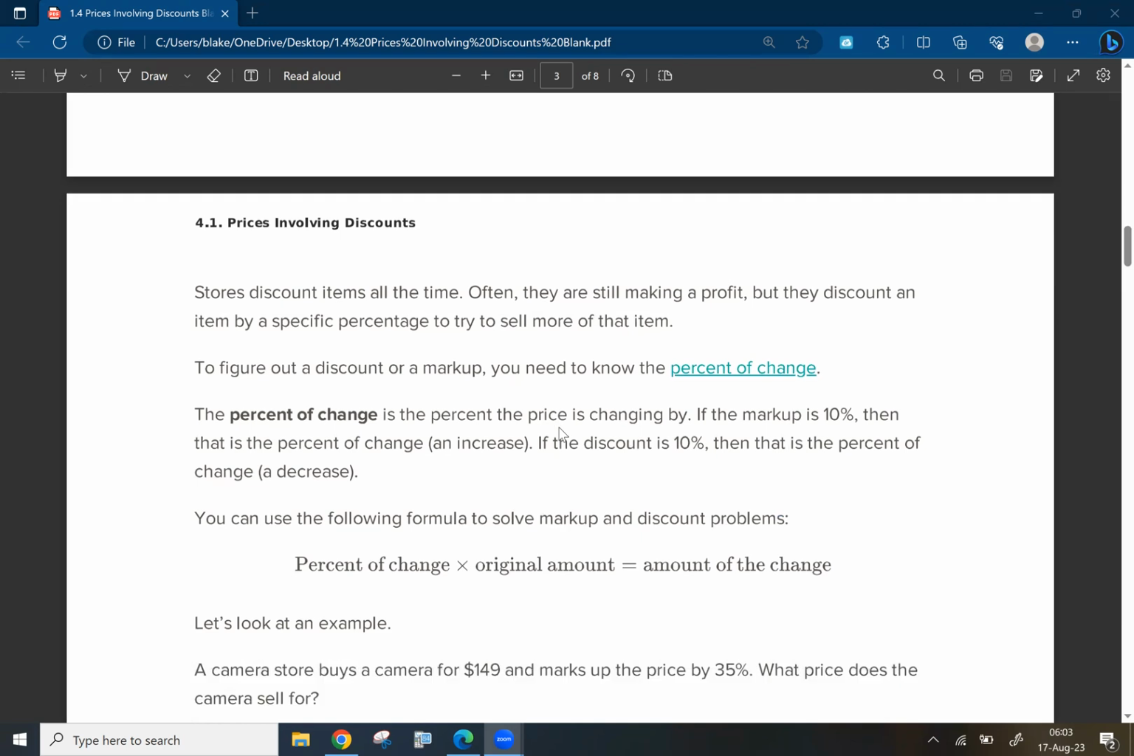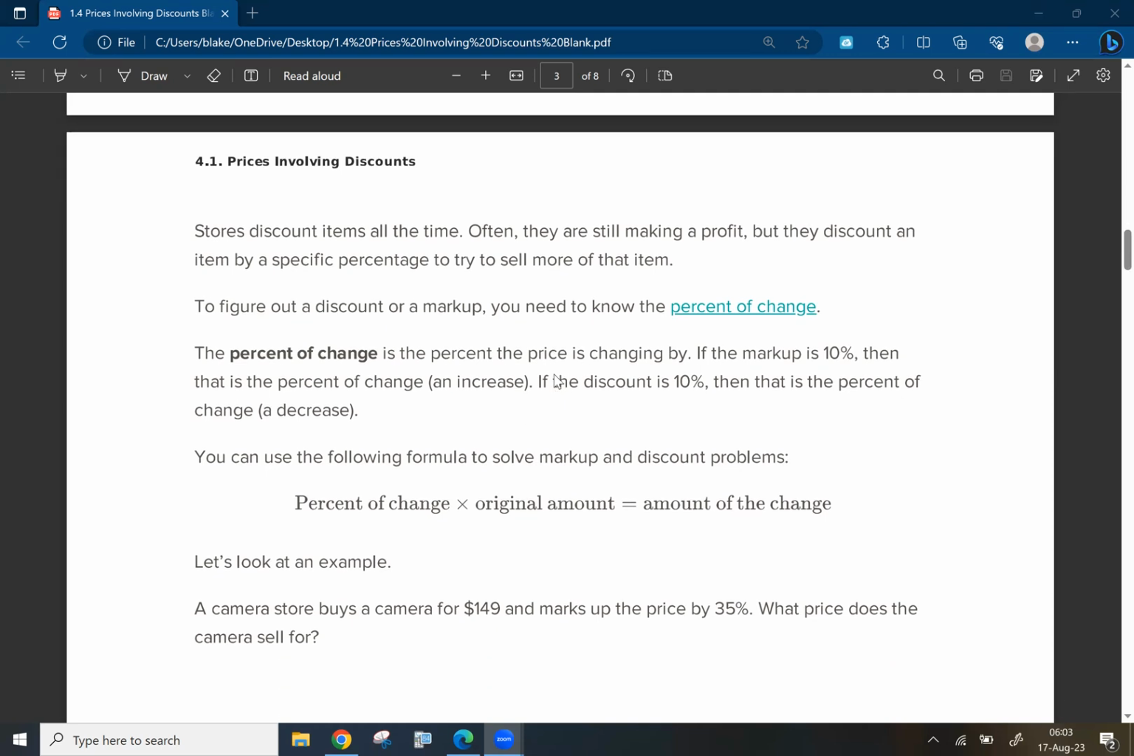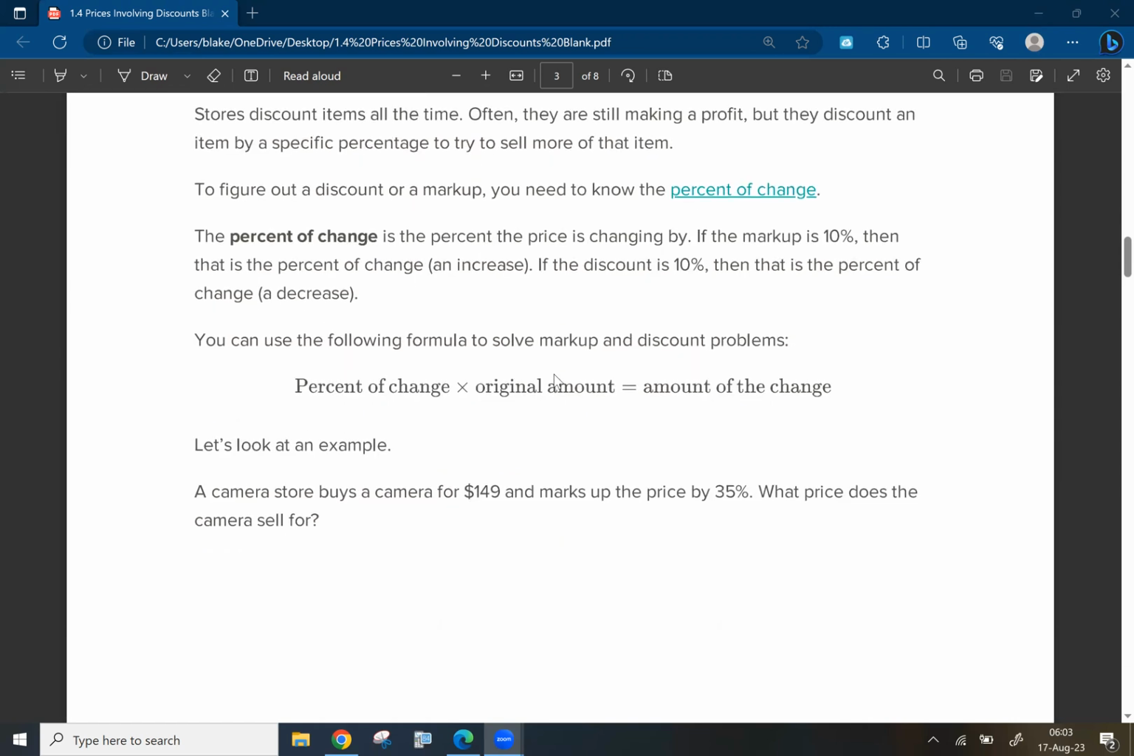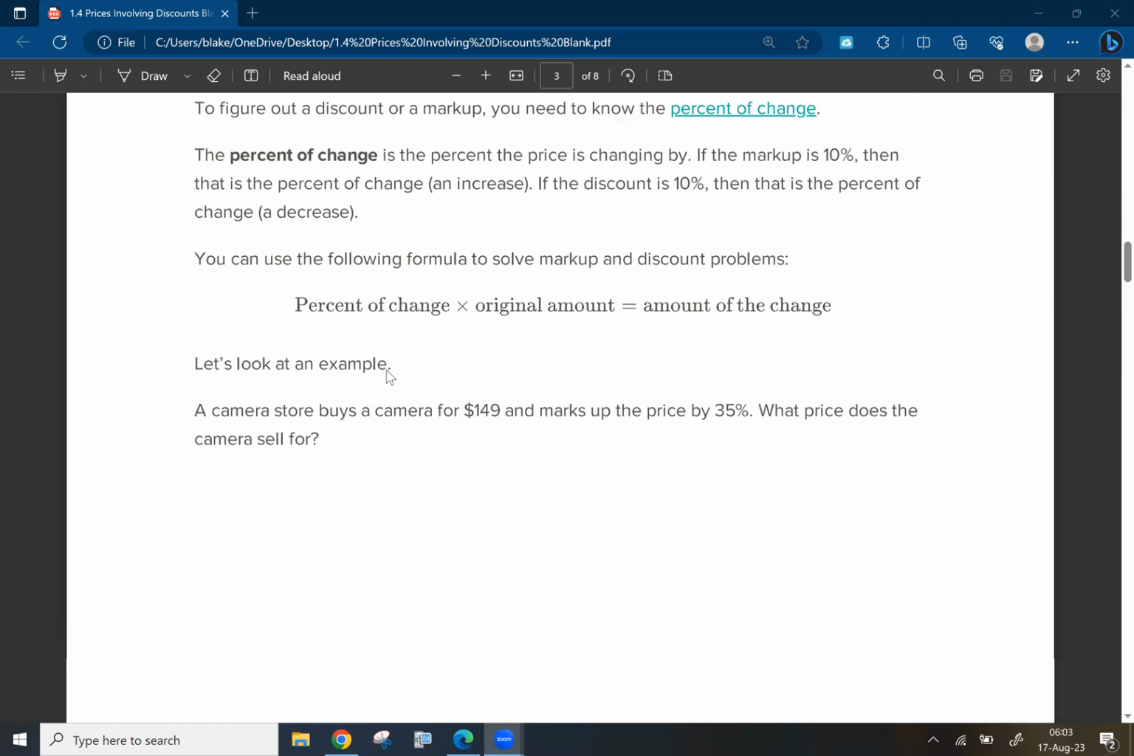Stores discount items all the time. Often they are still making a profit, but they discount an item by a specific percentage to try and sell more of that item. So you guys know what a discount is. The percent of change is the percent the price is changing by. If markup is 10%, then the price increased 10%. If discount is 10%, the price decreased 10%. And again, it's all about multiplication. Percent of change times the original amount is the amount of the change. Let's look at an example.